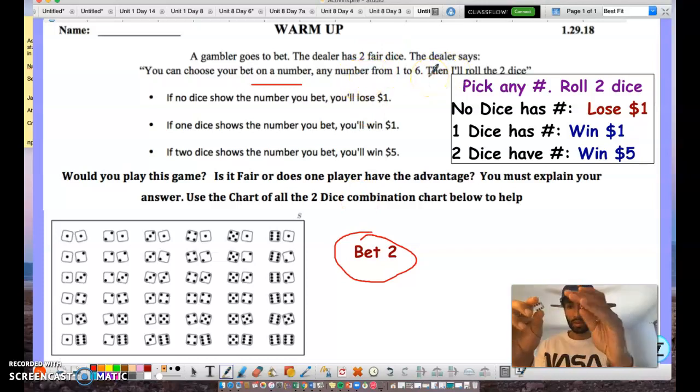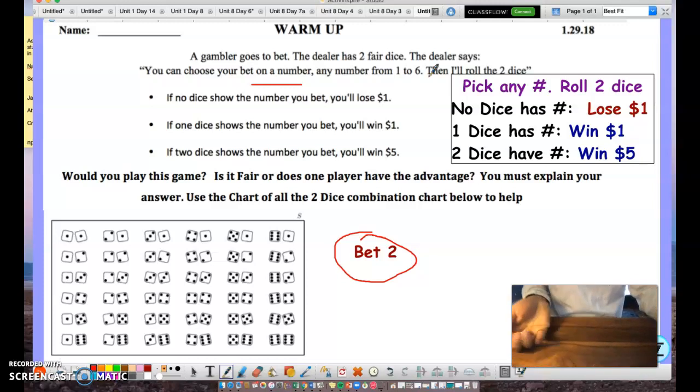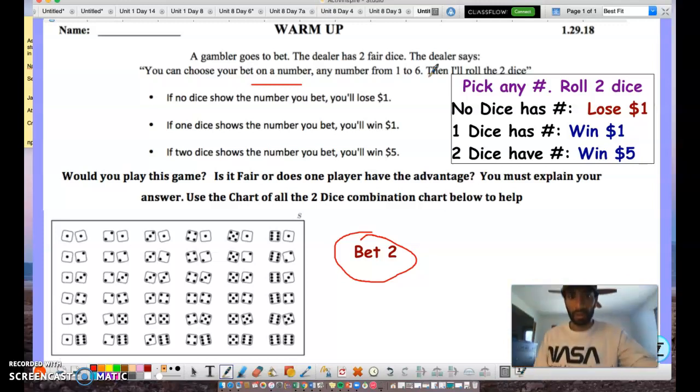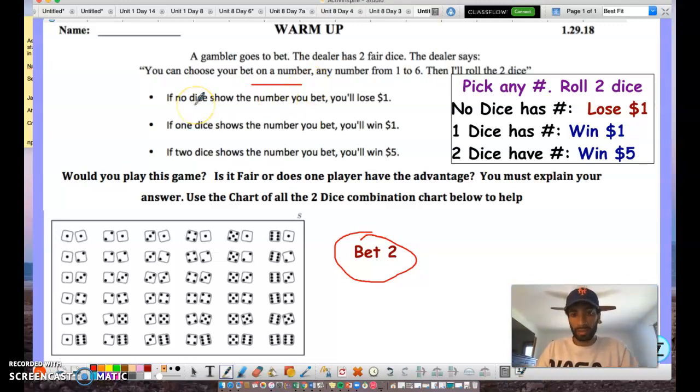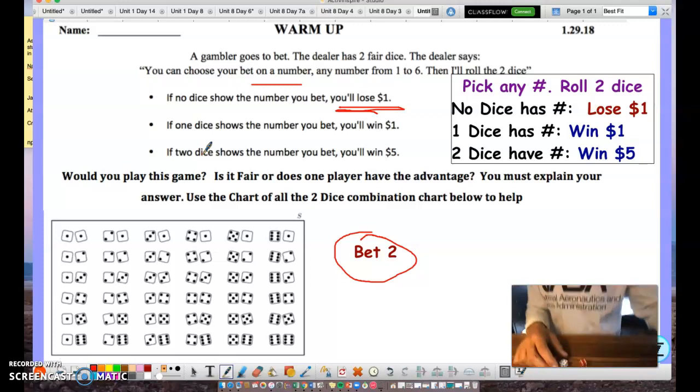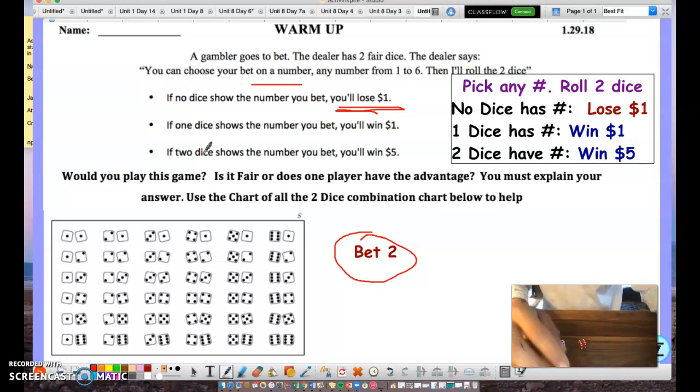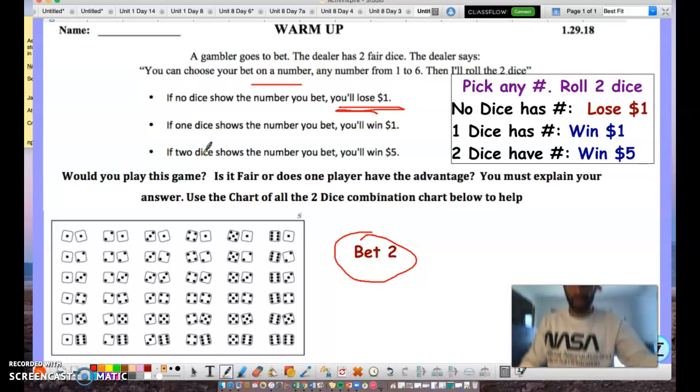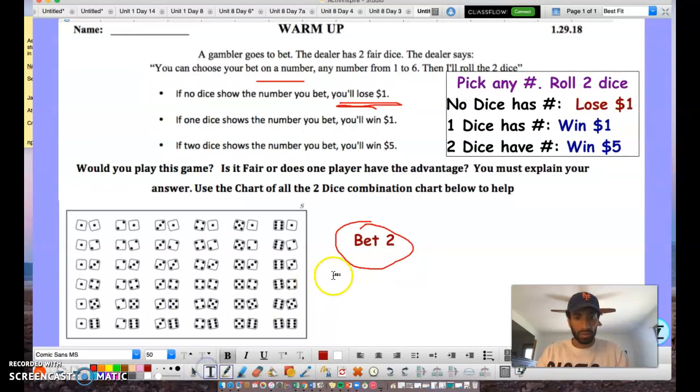Then me, the dealer, I'm going to roll 2 dice. So right here, you see I have a 6 and a 4. Now here's the deal. If no 2 shows up, you'll lose $1. If a 2 shows up, so right now no 2 shows up, so you would lose $1. That's situation A. So we'll write that down. Roll 6 and 4, lose $1.